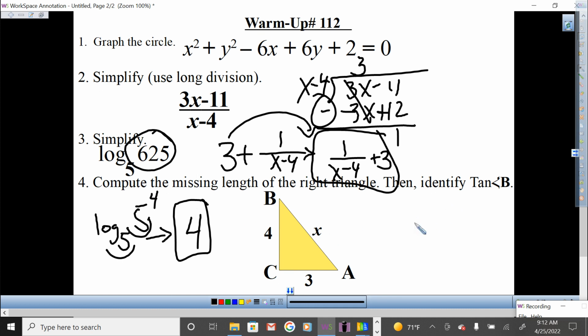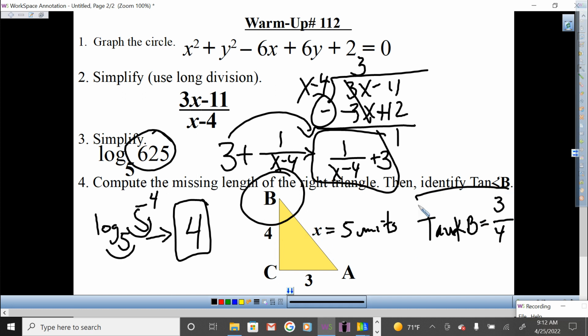Last but not least, you use the Pythagorean theorem, a squared plus b squared equals c squared. You end up with 16 plus 9, that's 25, square root of 25, so this is 5 units. So therefore, tangent of angle B, here's angle B. Tangent is opposite over adjacent. What side is opposite to angle B? 3. What is the adjacent? 4, because this is the hypotenuse, so that's 3 over 4. Hands if you got that. All right.